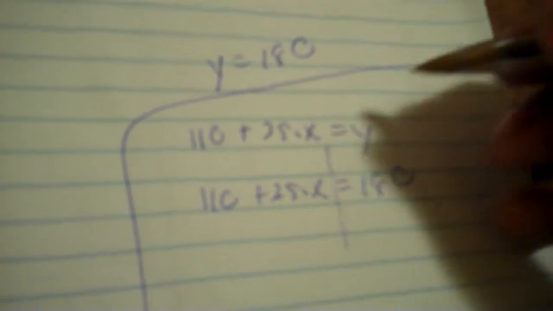Okay, so we have two numbers with the x. 110 with a plus, 25 with a times. You get the 110 out by minusing. So 25 times x equals 180 minus 110, which is 70. Then to solve a times, I divide by 25. Okay, 70 divided by 25, that's going to give you 2.8. So 2.8 hours.